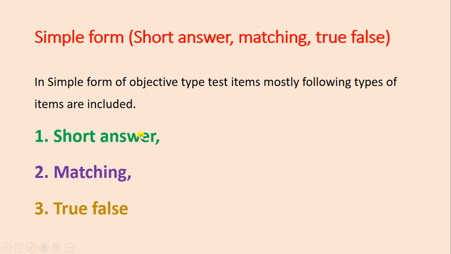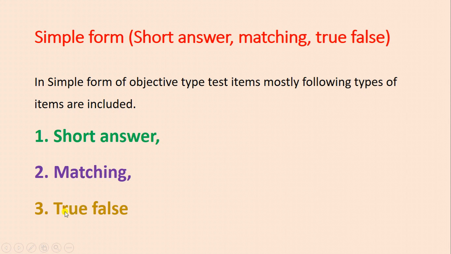Short answer type tests are included in simple form objective type test. In short answer, we will, inshallah, discuss in detail in further slides. In short answer, the students have to supply the answer shortly. The next type included in simple form objective type test is the matching type test. Inshallah, we will discuss matching type test in detail. In matching type test, the students have to match the answers, match the columns.